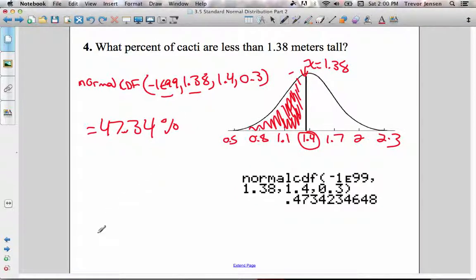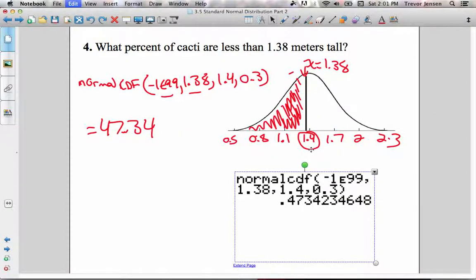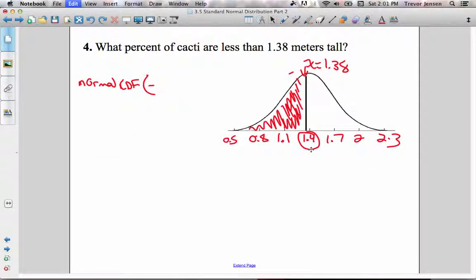Okay. Another way we could have done this question, if you don't want to use the calculator function, you could also use z-scores. So let me see if I can get rid of all this.